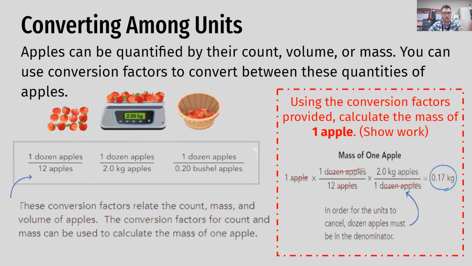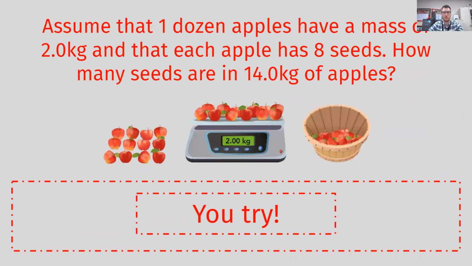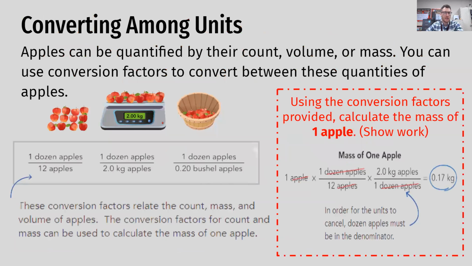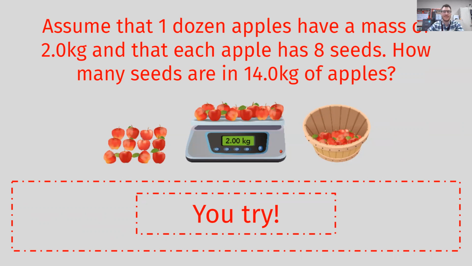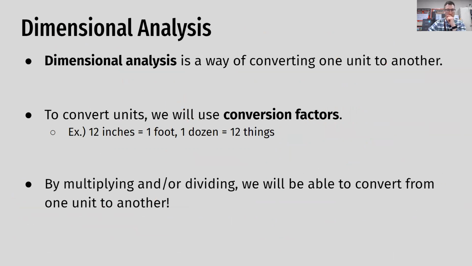So with these ideas in mind, with these conversion factors, I'm going to ask that you try one on your own. We have 1 dozen apples, and they have a mass of 2 kilograms, and that each apple has 8 seeds. How many seeds are in 14 kilograms of apples? I'm interested to see you guys try this out using some of the conversion factors on this previous slide. You should be able to get that conversion and determine how many seeds are in 14 kilograms of apples. So we'll see how we do the next time I see you guys. But for now, I want you to try that, and then we'll visit that again later.